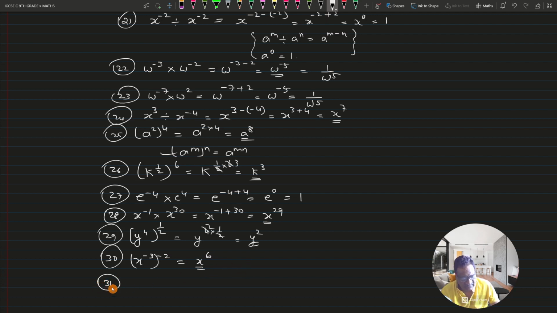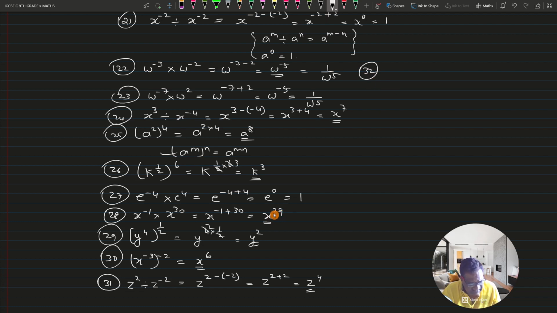31. 31 is z raised to 2 divided by z raised to minus 2. So this will work out to z raised to 2 minus of minus 2, which is z raised to 2 plus 2, which is z raised to 4. So that's the answer. That was question number 31. Let us come to 32.